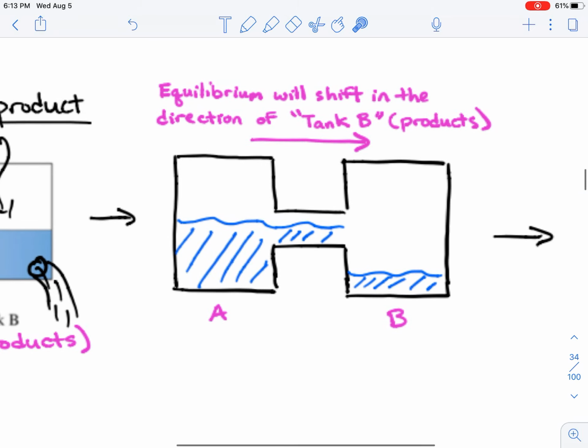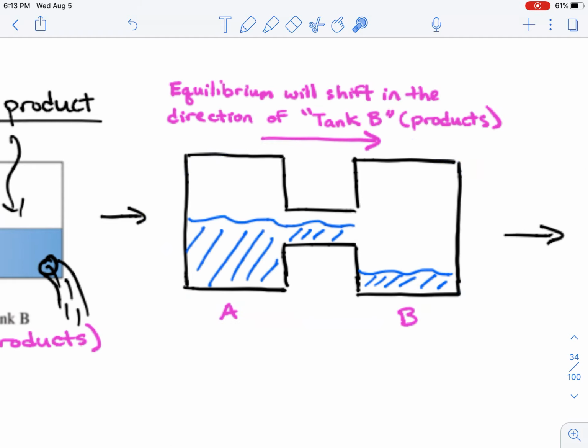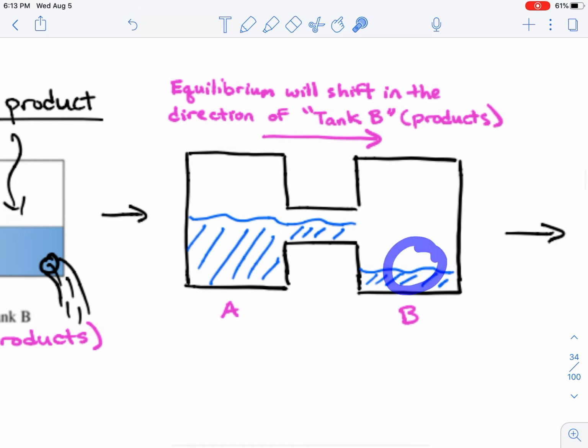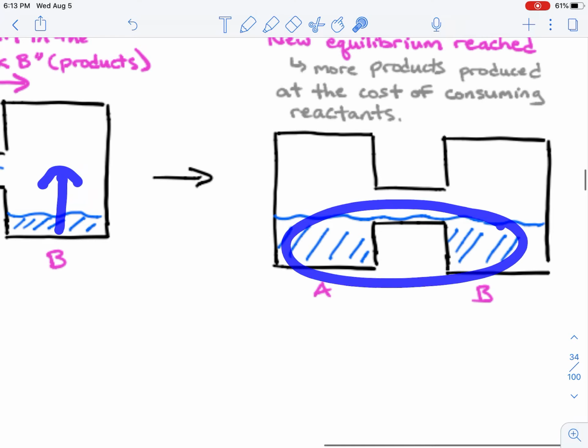And so at some point in time, this is what the liquid level will look like for tank A and tank B after some amount of tank B was removed. And if we allow gravity to play out, we know that some of the liquid will pour from tank A into tank B. And when the liquid pours into tank B, it's going to increase the level of tank B until a new equilibrium is obtained.